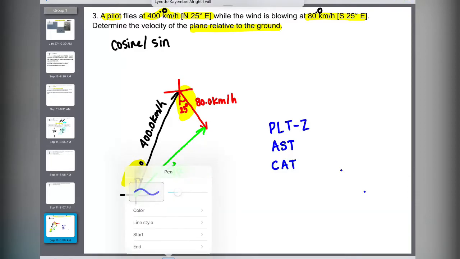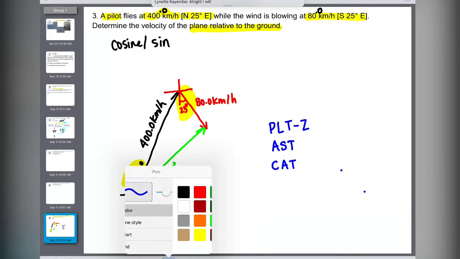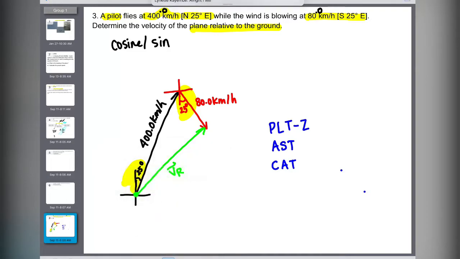Okay, so I'm going to go through the first one, the parallel lines theorem. I need to find parallel lines, and I'm going to draw in the parallel line. North and south, and north and south parallel to each other.